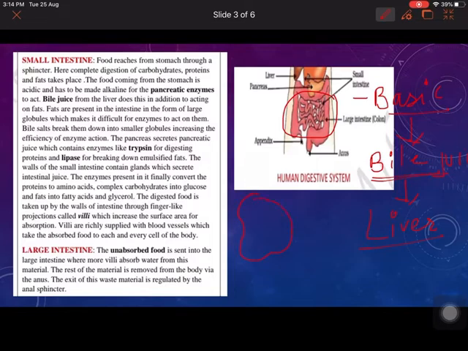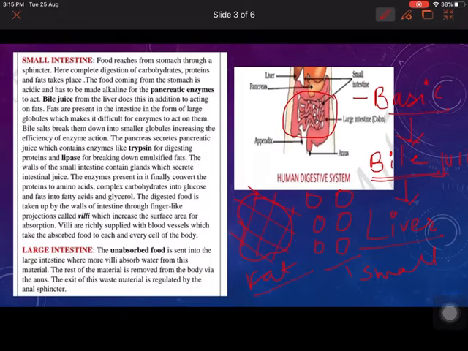Suppose this is a large fat globule. This bile juice will break it down, like a big stone that we hammer and it breaks down into smaller pieces. This much is done by the bile juice, converting large fat globules to small fat globules, so that the enzyme can easily act on these.